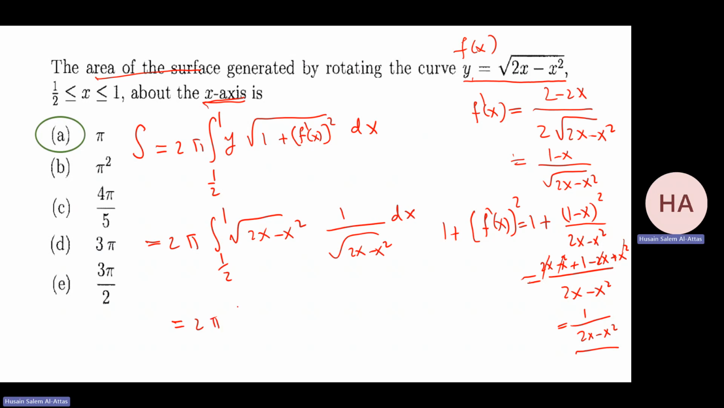That will be 2 pi from half to 1 of dx. That will be 2 pi times x from half to 1. That will be 2 pi times 1 minus half, which is half, times 2 pi, that will be pi.